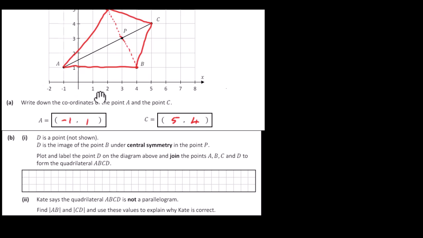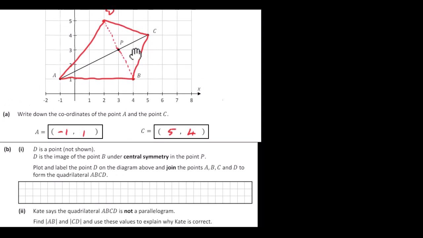Find the distance AB, so we've got to find this distance here, and CD, which is this distance here. So we've got to prove that Kate is correct, that it's not a parallelogram. What we know about parallelograms is that opposite sides will be equal in distance. So this side should be equal to this side here if this was a parallelogram. And it looks like it's not anyway. So we can see here that the distance AB is 1, 2, 3, 4, 5, but we'll do it using the formula just to confirm that, and we need to use the formula for this one anyway. So let's do all of that.